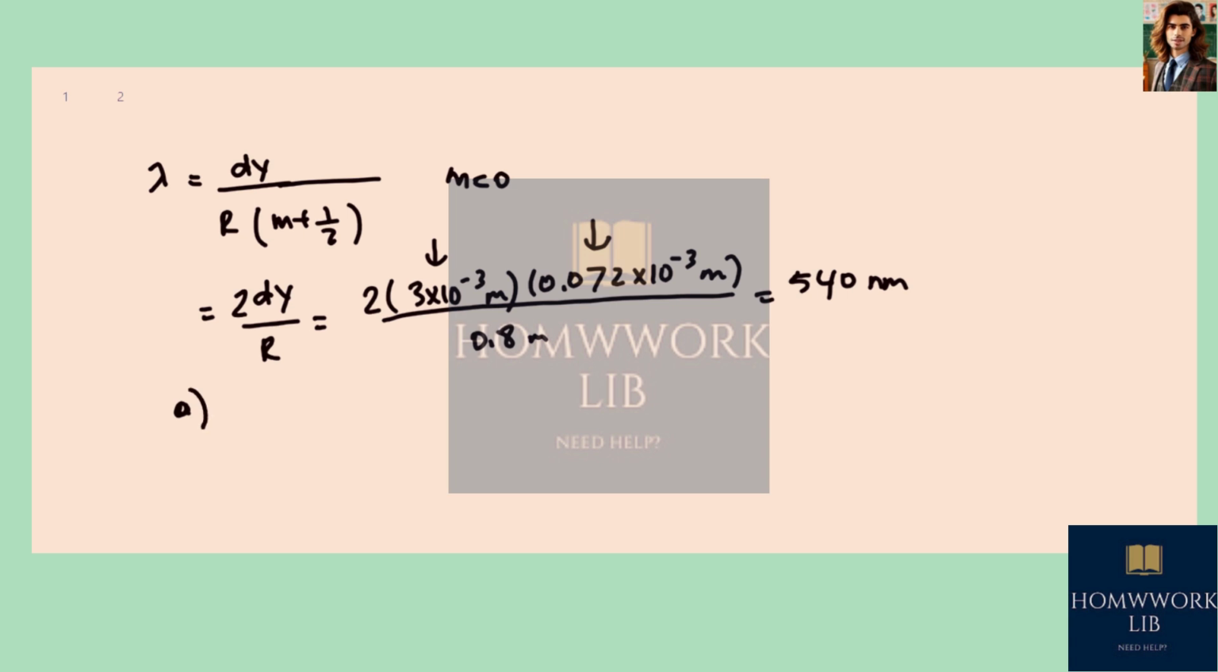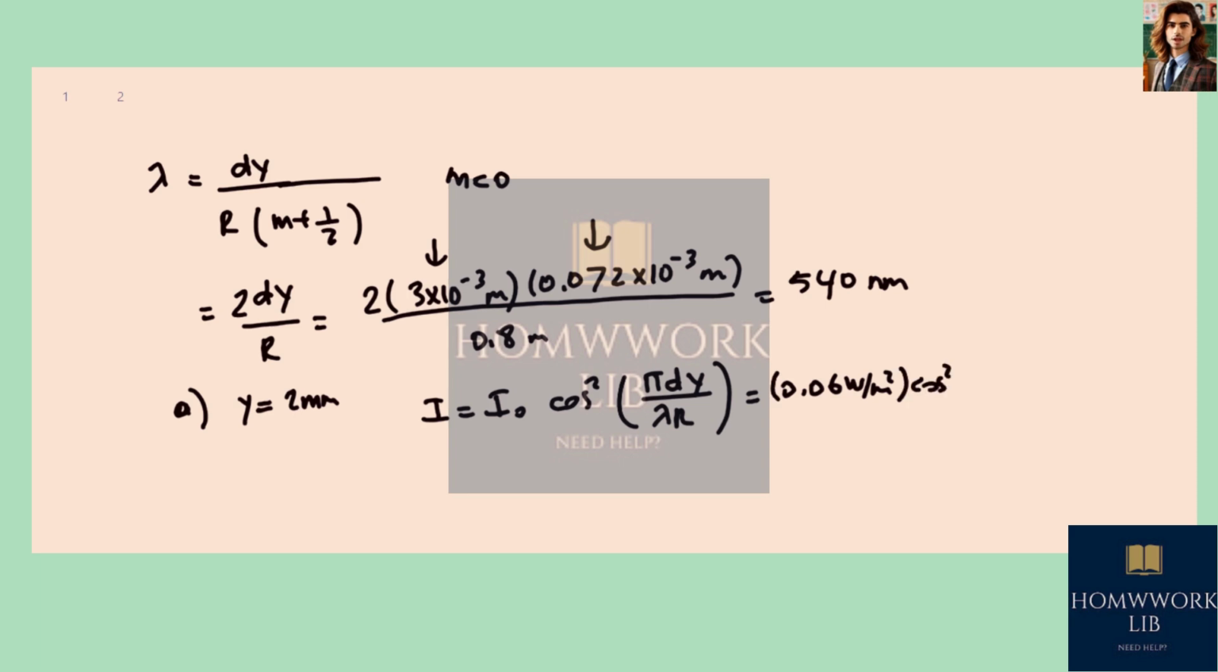So now, since we know the wavelength, we can go back and use the intensity equation in order to answer part A. In part A, our y is 2 millimeters. So we were trying to figure out the intensity, just to remind you, cosine square of pi d y over lambda r. So here, the peak intensity was given to us as 0.06 watts per meter squared. Now cosine square, 3.14 times d. In this case, it was 0.072 times 10 to the power of negative 3.